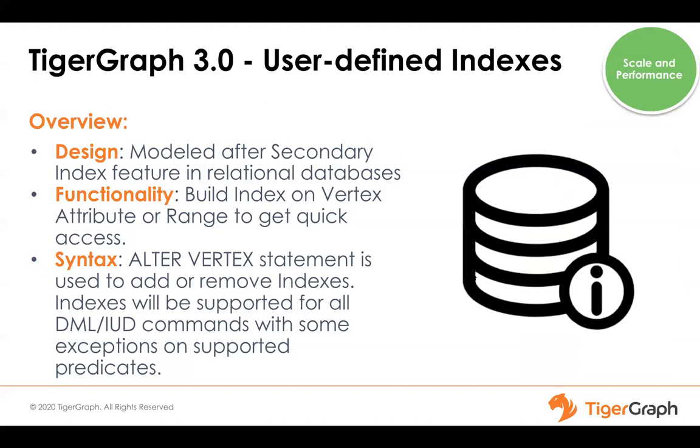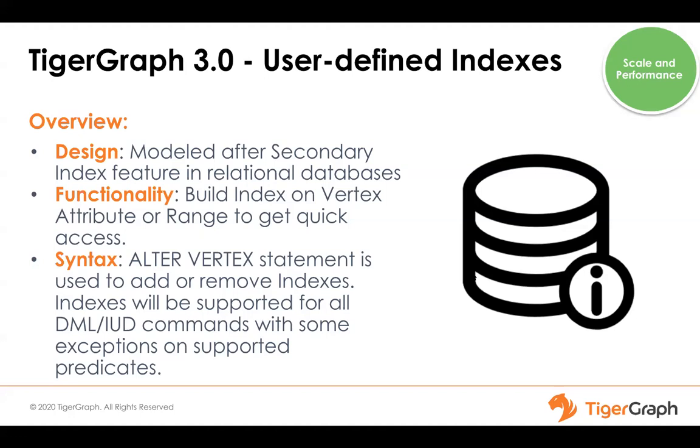All right, I want to switch gears and now go into the actual features for 3.0. The key feature from a scale and performance perspective is user-defined index. As I mentioned, this feature is modeled after the secondary index feature in relational databases. From a functionality perspective, users can create an index on a vertex attribute or a range of values to get quick access based on their querying needs. And the way we have modeled the syntax is using the alter vertex statement. So if you have a vertex, you write an alter vertex add index statement to add or remove indexes. And from a syntax perspective, that's all you need to do.